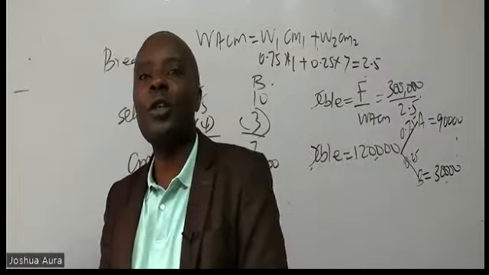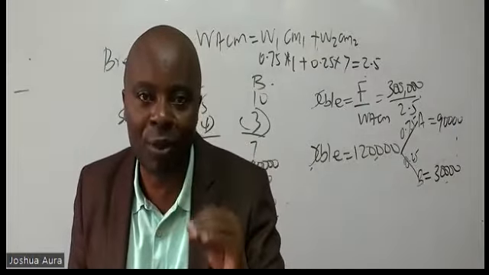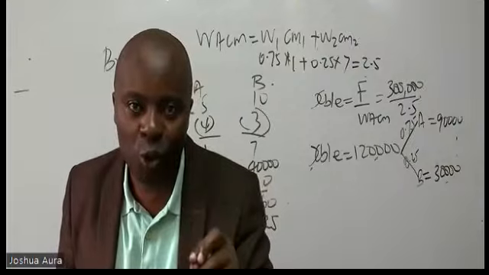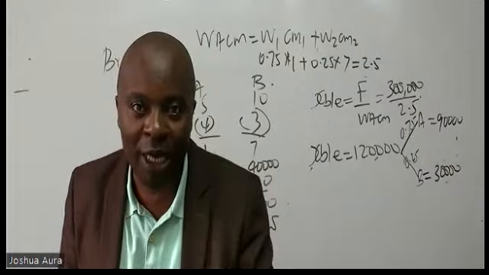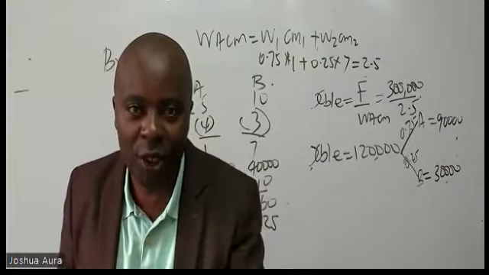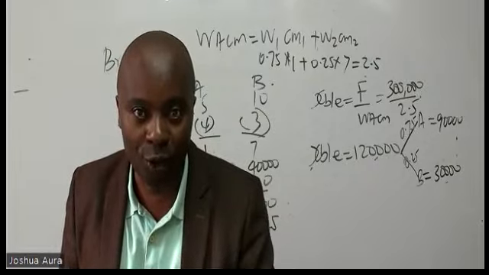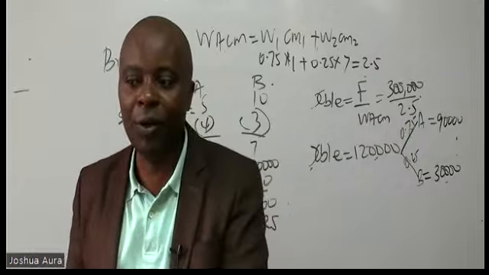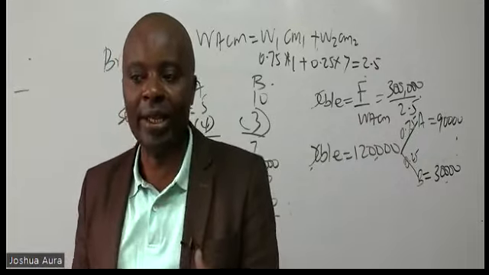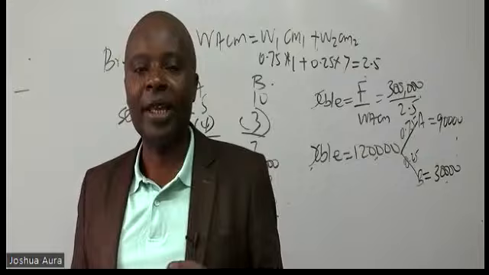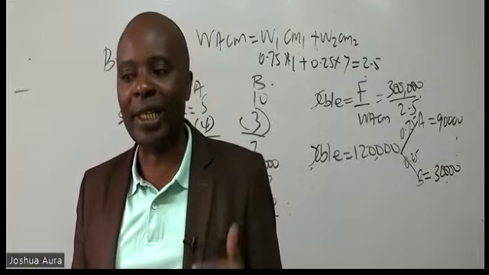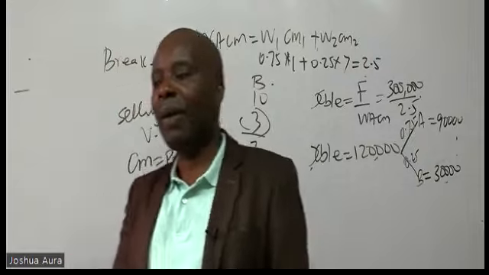They have told you to calculate the break-even point for each product in units, and then number two, the break-even point of each product in Kenya shillings. So in Kenya shillings, we translate this to money. We translate this to money by multiplying it with what you're selling, the price.